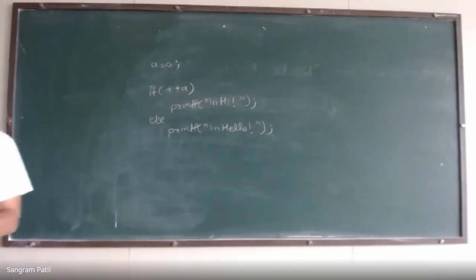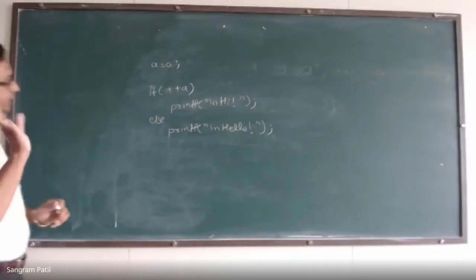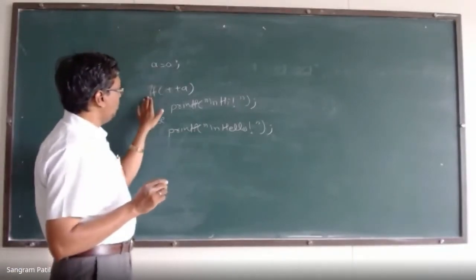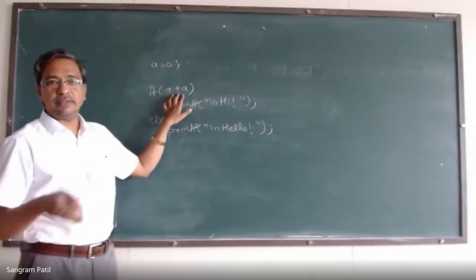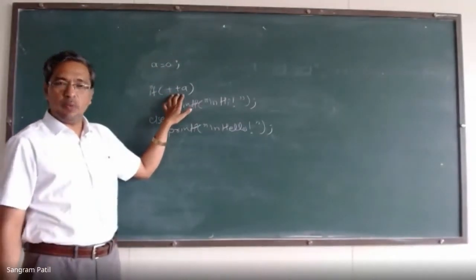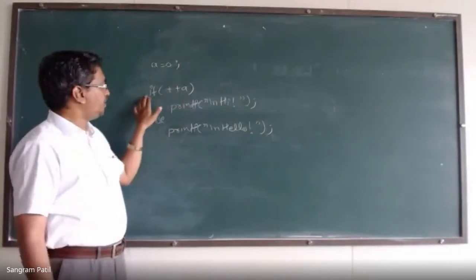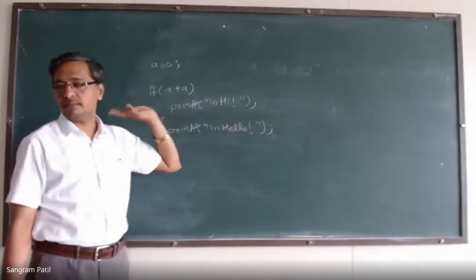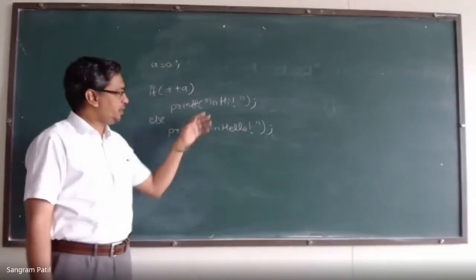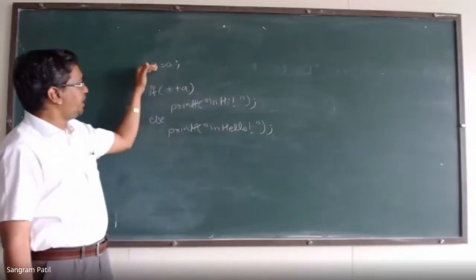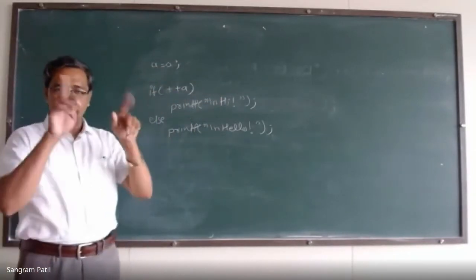Check this. Now what will be the output? Now it is high. A is equal to 0. If plus A, that means A is incremented by 1. So it becomes 1. It becomes if 1. Yes, high. Now in this case it gives you high because A is incremented, it becomes 1. So this will become if in bracket it becomes 1.